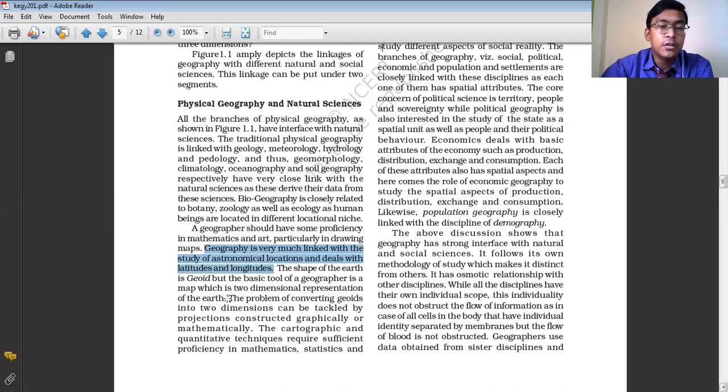And here also mathematical calculations are required, because you see some maps are there, the maps of India, the maps of the world, or different maps.